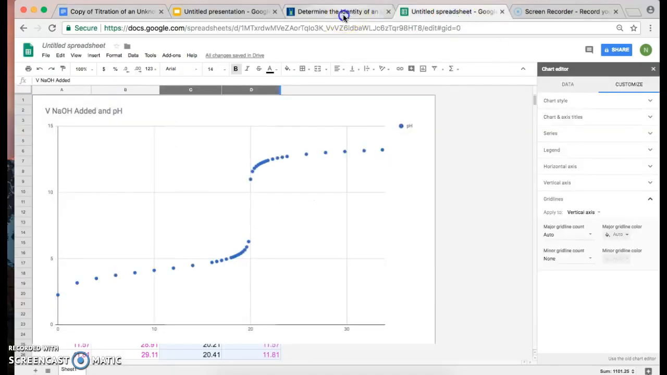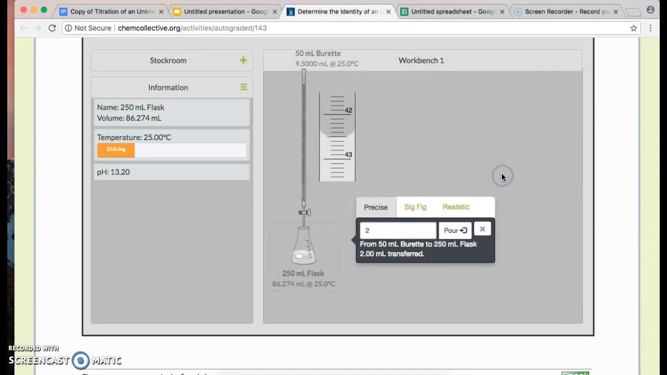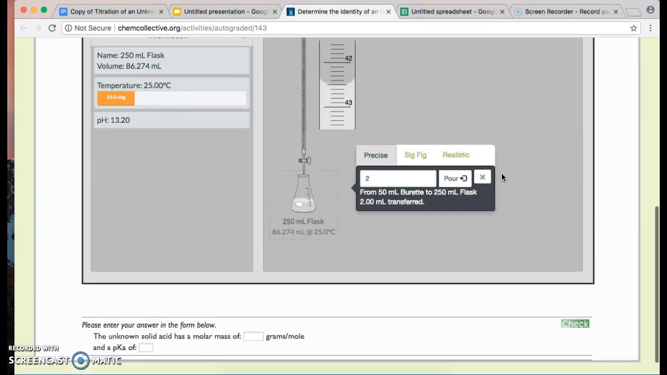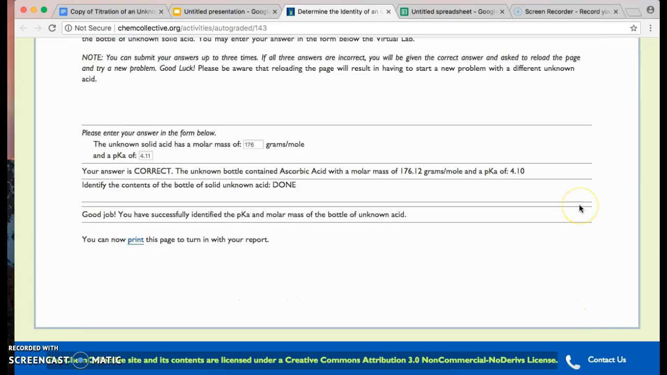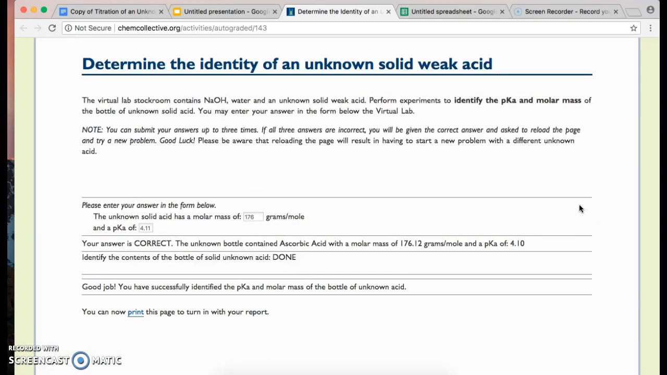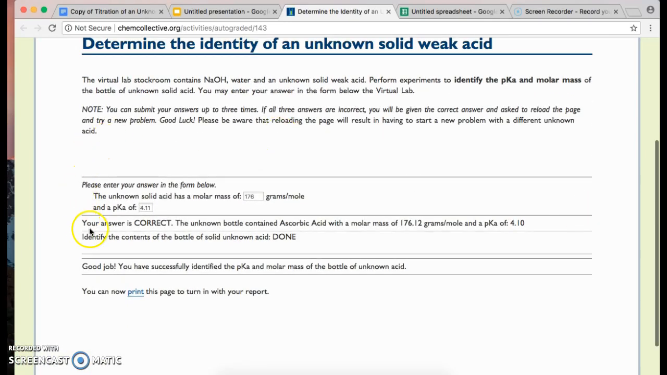Now, at the very bottom, there's a section for you to enter your pKa and the molar mass in grams per mole. So I'm going to enter 4.11, and I'm going to enter 176. And then I'm going to hit check. Okay, this is super important. You hit check, and it gives you your results right away.